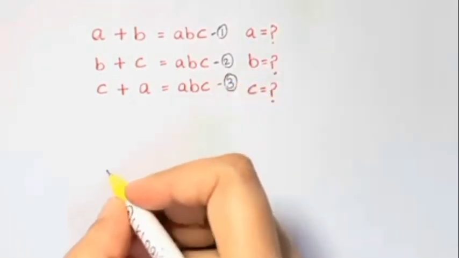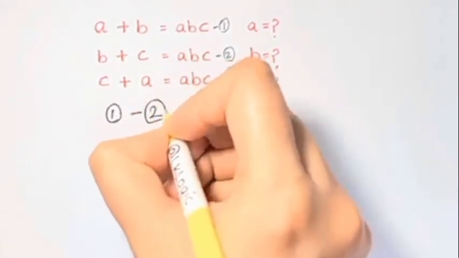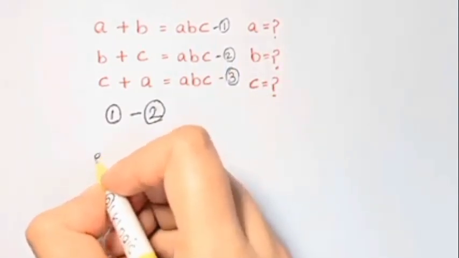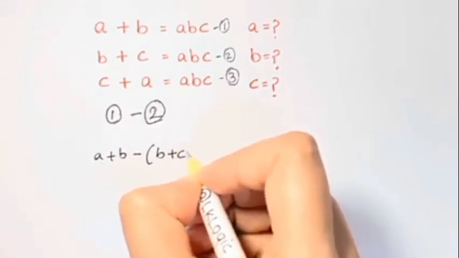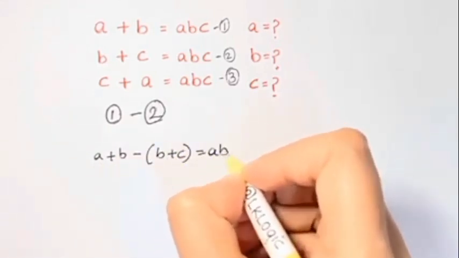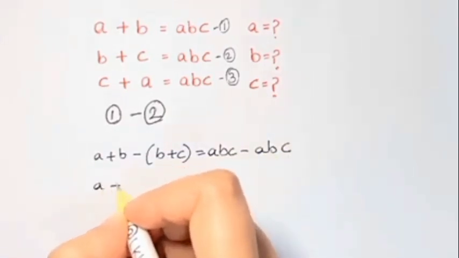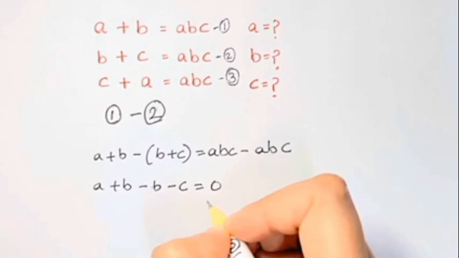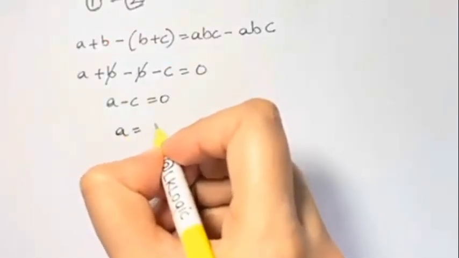Now what we are going to do, as the first step, is subtract equation 2 from equation 1. So we are going to get a + b minus, the second is b + c. So we are subtracting, and that's equal to abc minus abc. So here we have a + b - b - c is equal to 0. b minus b gets cancelled, so we have a - c is equal to 0. a is equal to c.